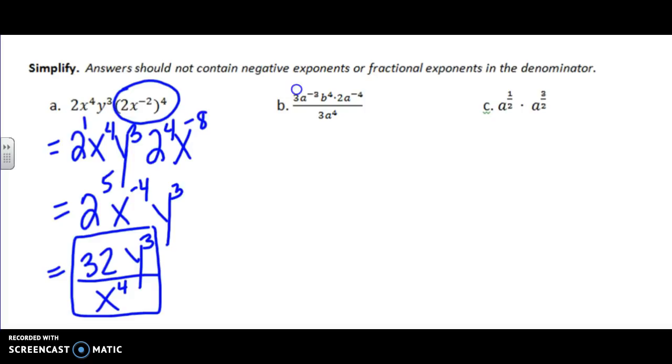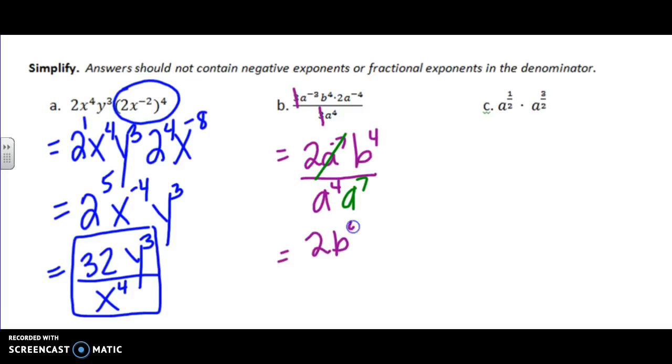Next one, I'm going to go ahead and put these 3 and 2 together, I'm going to get 6. Actually, let's strike that. Instead of doing that, I just saw that I have this 3 and this 3 that I'm going to go ahead and cancel. That just leaves the 2. I also have a's in the numerator that I'm going to add together and make it a negative 7. I like to clean up the top before I move things to the bottom. Then I have a positive 4 on the denominator. So now I'm going to move these a to the negative 7th down here so that it becomes a positive exponent. And so I have 2, I have my b to the 4th, and then I have it over a to the 11th.